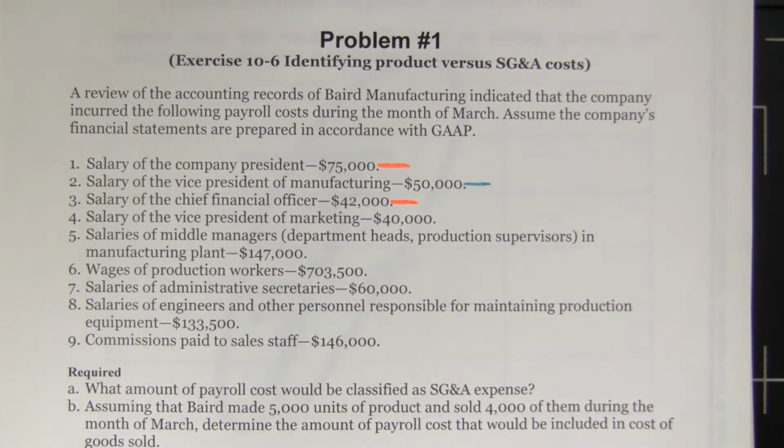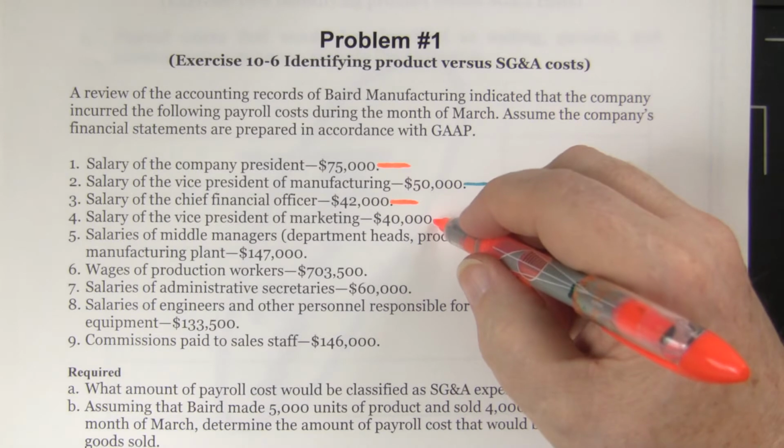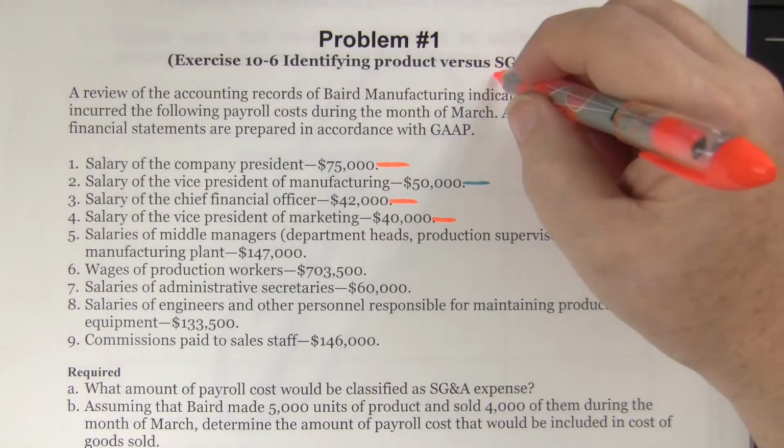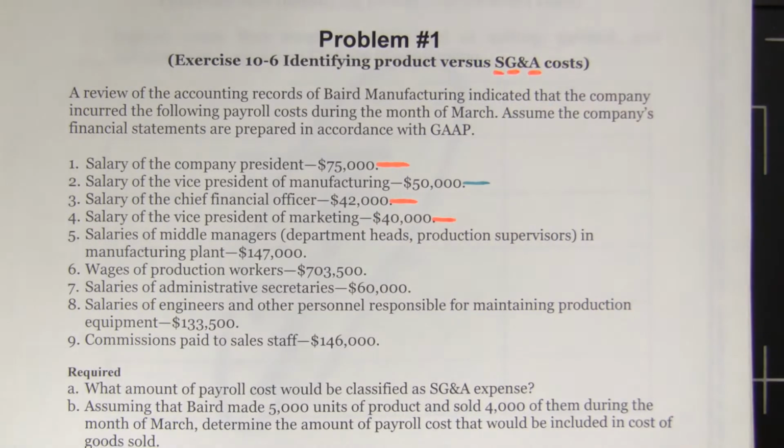Part of it is, but part of it is paying the rent, paying the insurance, making sure the sales staff has cars. So that's a period cost. That's selling and general administrative. Salary of the Vice President of Marketing. When you see marketing, that is always a period cost. Selling expenses are the very essence of selling and general admin costs.